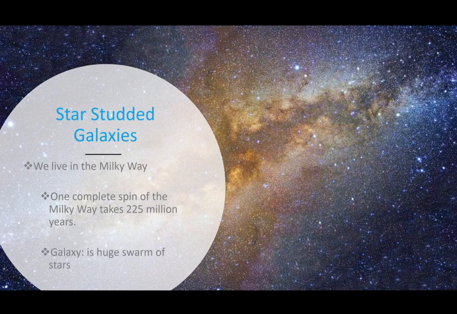And a galaxy, of which the Milky Way is one example, is basically a huge swarm of stars. So you can see in this picture all those little white dots and the different colors. They're all basically stars, and our sun is one of those stars.